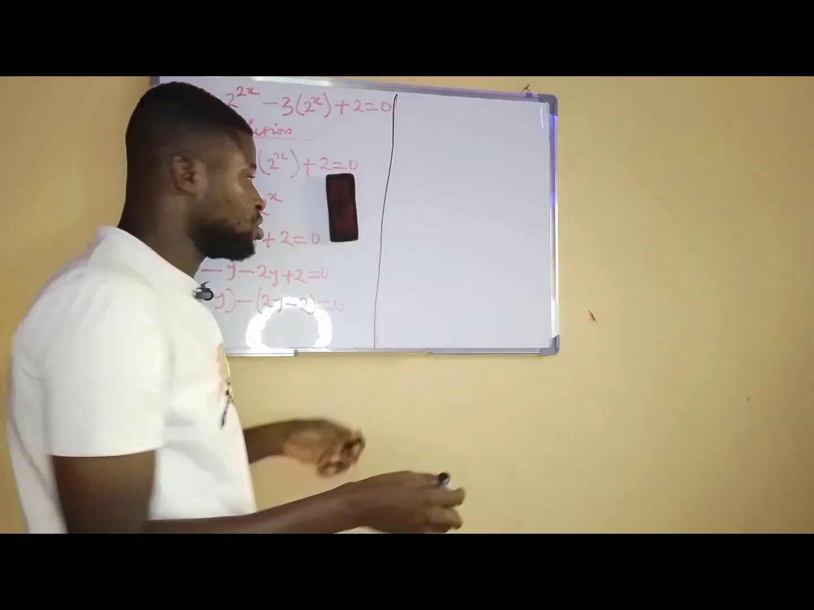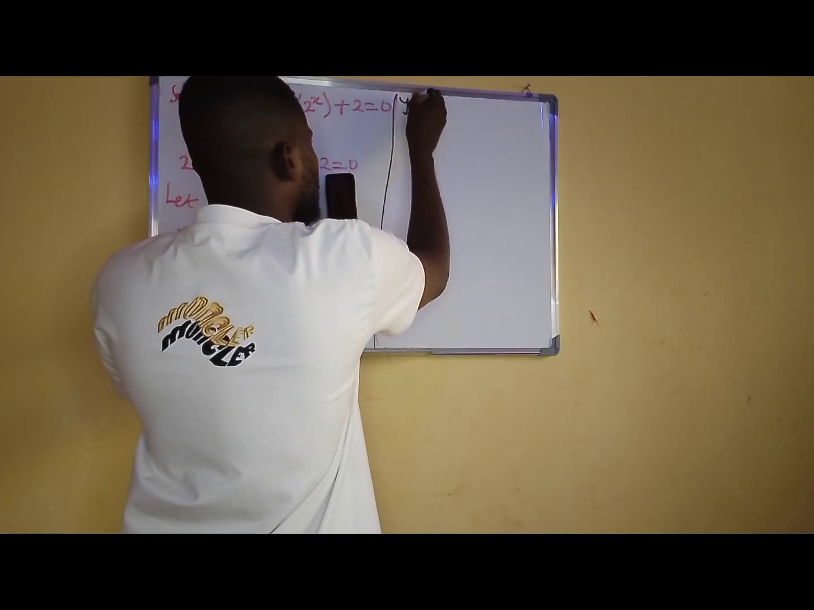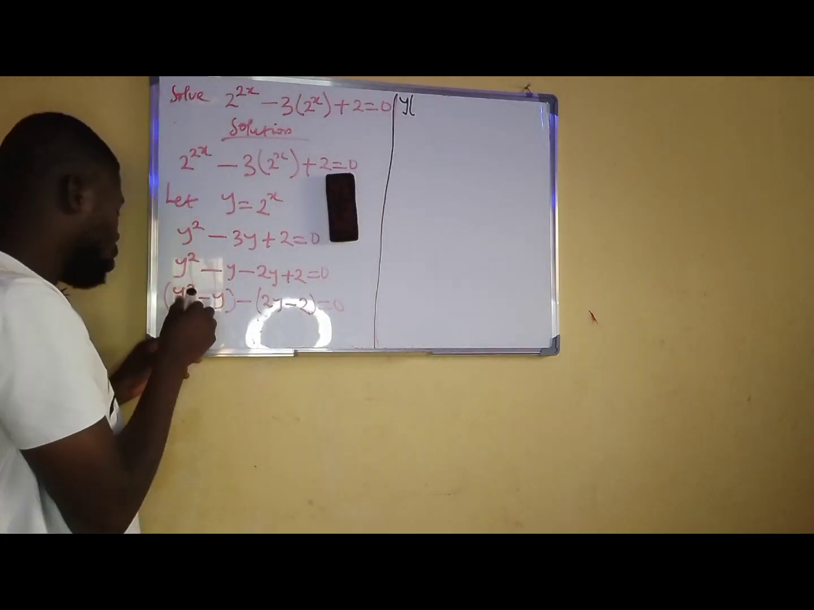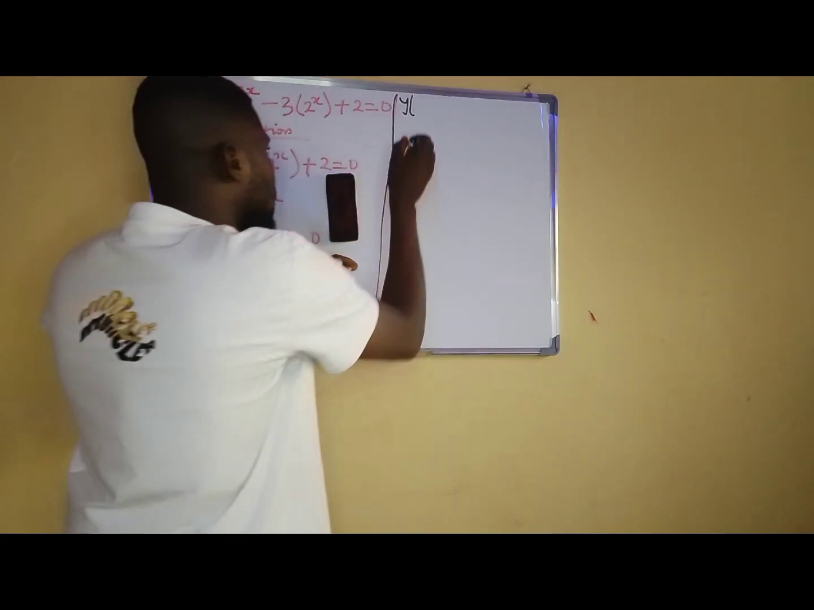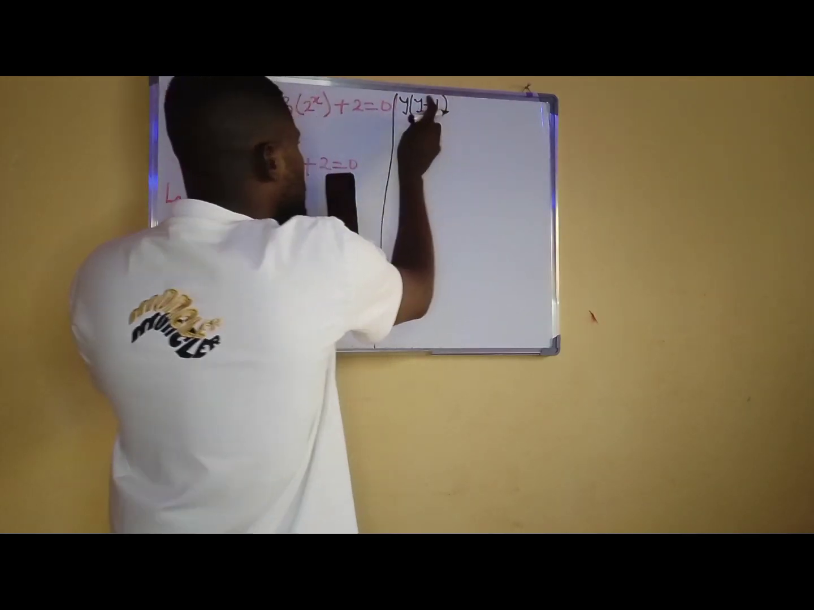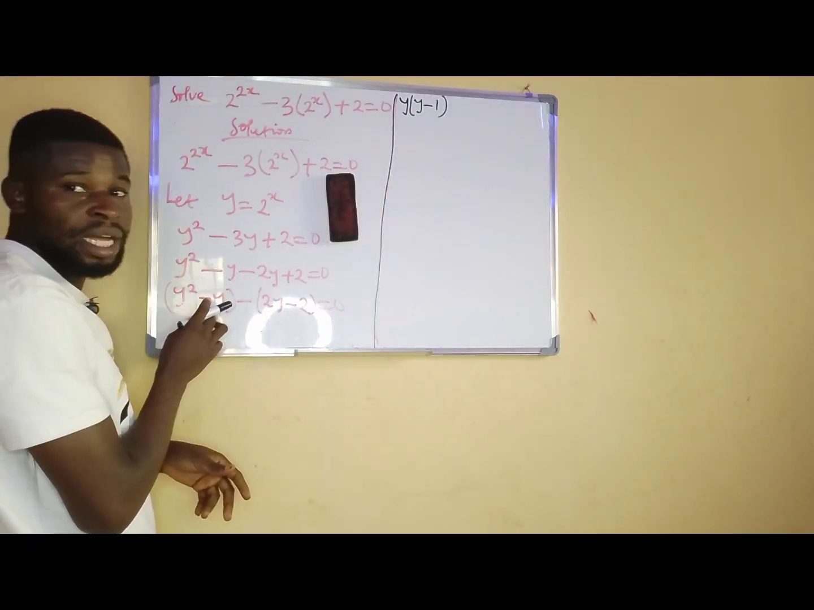So what you do is you say y in bracket. This is y squared. What will remain here now will be what? y. And that is y minus 1. If you use this to expand this bracket, you will bounce back to this place.